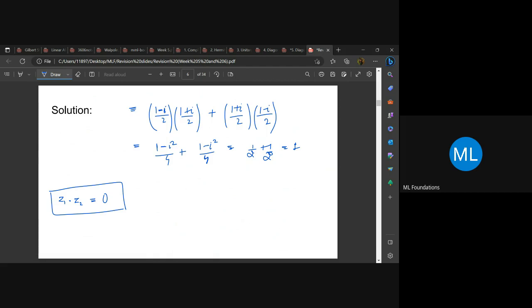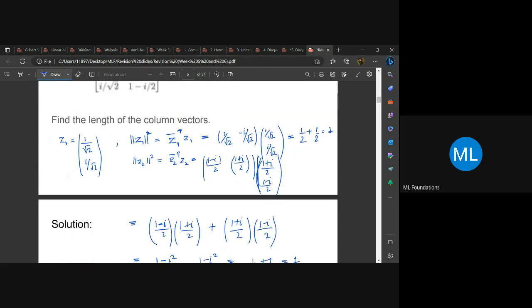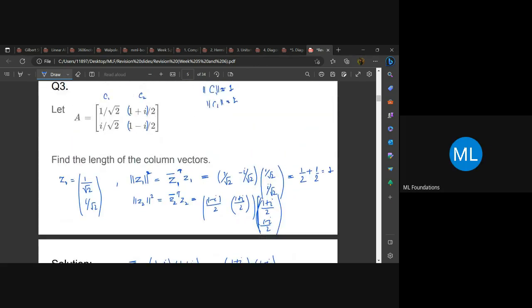Okay. So do we need to directly multiply them or just do the conjugate of them? No. Again, they are complex, right? So you'll have to do the conjugate. Okay. You cannot directly multiply. So the conjugate would be Z1 bar transpose then Z2. So you will get 1 by root 2, minus i by root 2, and multiply it with 1 plus i by 2 and 1 minus i by 2.